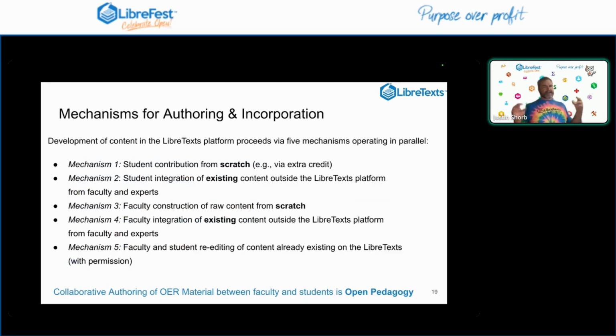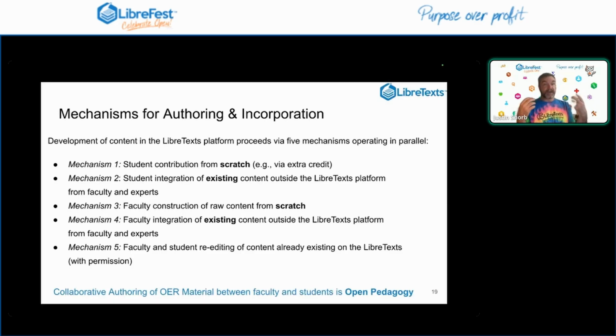So then here we are starting for authoring. We have 5 different mechanisms that I will get to you in about a slide or two. We have 5 mechanisms that we like to encourage people to think about authoring books. And I think most people default to number 3, which is faculty construction of raw content from scratch. But there's also a lot of other ways we've done it in LibreText. So you can also have students contribute things that they write from scratch, maybe by extra credit assignments. That's an open pedagogy type of model. Student integration of existing content outside LibreText from other faculty and experts. So they can go out and find things and bring it in as maybe an assignment to pull things together.